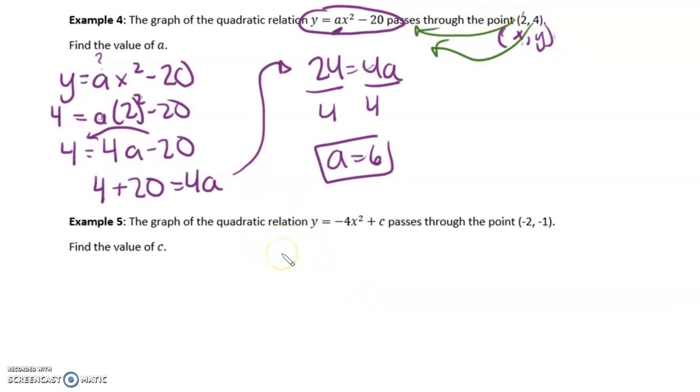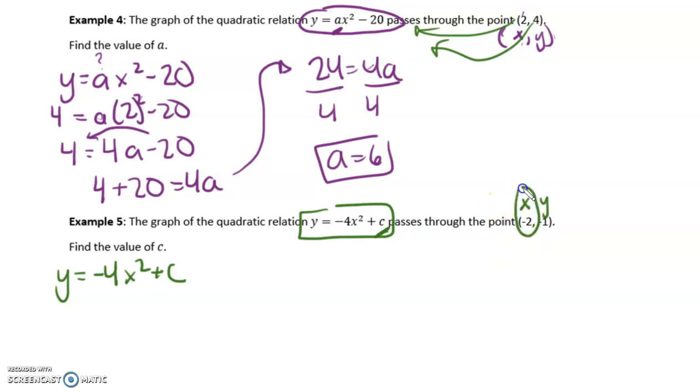Okay, example 5, very similar. The graph of the quadratic relation is this. So we have y equals negative 4x squared plus c. This time it's clear that we don't have the c value. And this graph passes through the point x comma y. Find the value of c. So we're going to sub in negative 2 for our x, which is right here. We're going to sub in negative 1 for our y. We're going to bring down that negative 4, bring that down, that plus c.